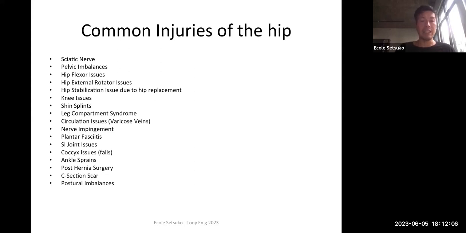So depending on where the issue is, that can be due to a fracture or any kind of accident towards the legs. Circulation issues, varicose veins, nerve impingements all along that nerve path, plantar fasciitis, that could be flat feet, happens a lot in runners, that impact on the bottom of the feet. SI issues, sacroiliac joint issues, not the hip, but more the sacroiliac in the back where the lumbar and sacrum is, that can have an issue there. Coccyx issues, any falls on the tailbone, ankle sprains that can sprain the ligaments that support the ankle, post hernia surgery that can create any imbalance of the hip, C-section scar tissue can affect the hip also, and any kind of posture imbalances, pelvic floor issues also.